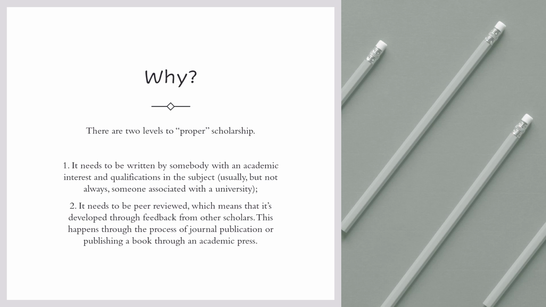The same goes if you publish a book through an academic press. So those are the things to look out for. Is it from a journal? Is it from an academic publisher? If so, then it classes as secondary scholarship. If not, you may have to do further digging.